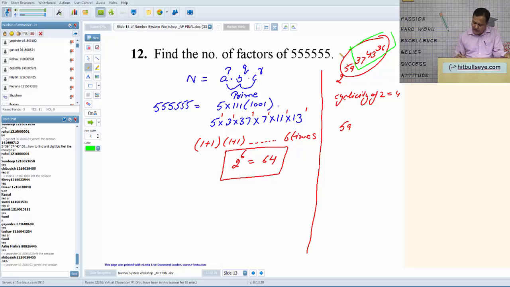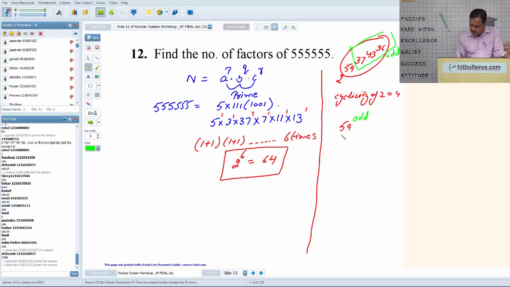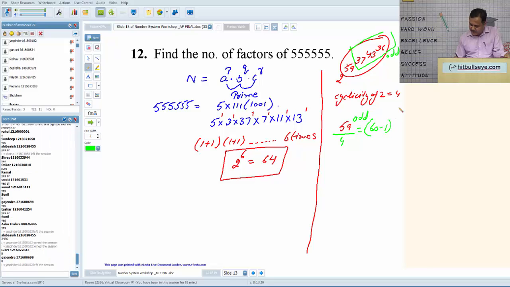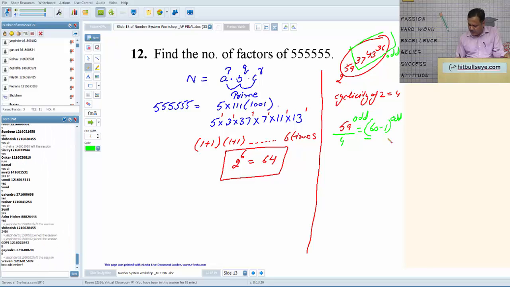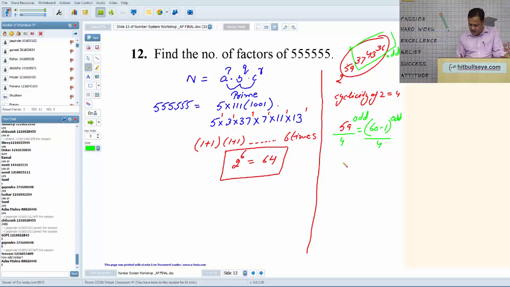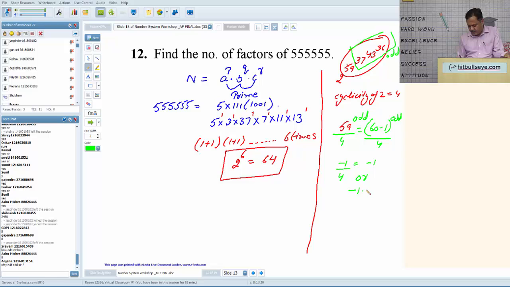This is an odd number, so we can write 59 raised to power odd divided by 4. This can be written as (60 minus 1) raised to power odd divided by 4. Now 60 is divisible by 4, so the remainder would be 0. So minus 1 raised to power odd is minus 1. So the remainder will be minus 1, or minus 1 plus 4, which is 3. So we can write the remainder instead of the power. The 2 cube, the last digit would be 8.